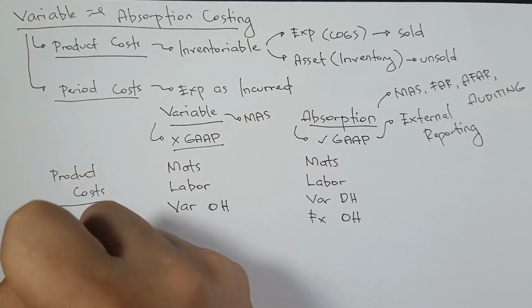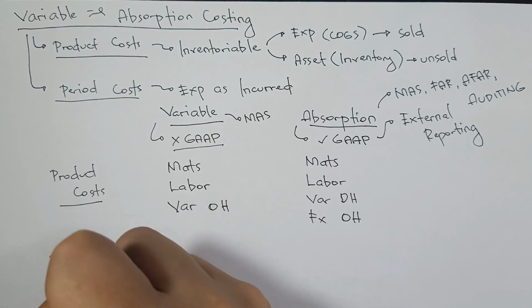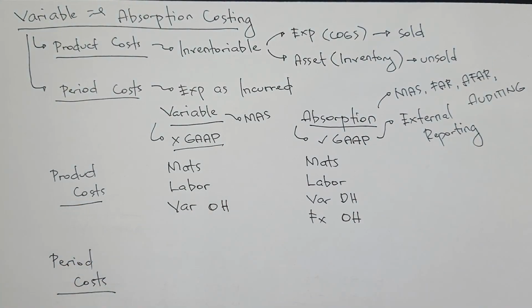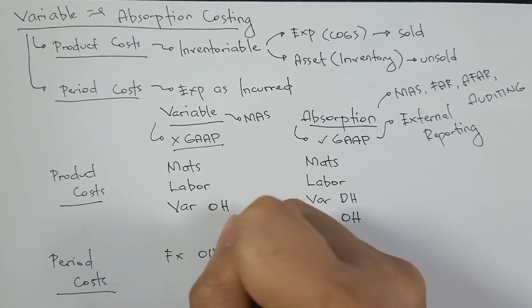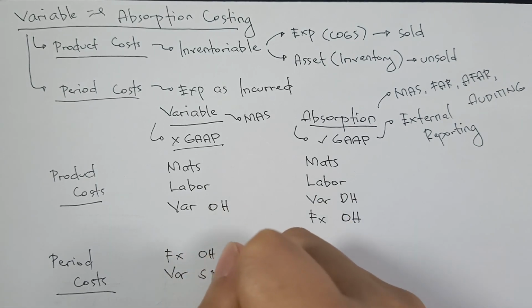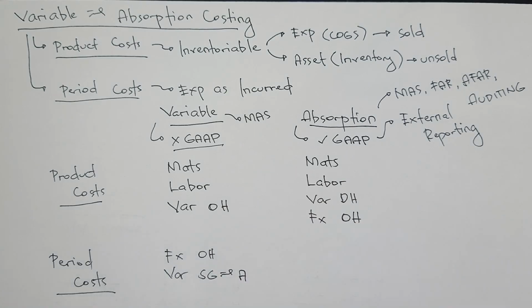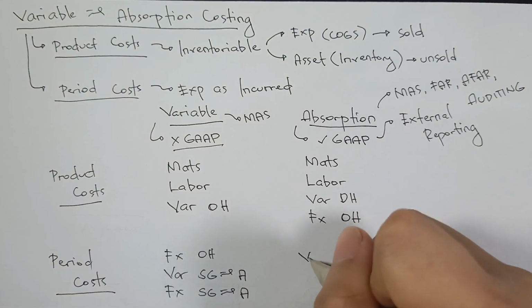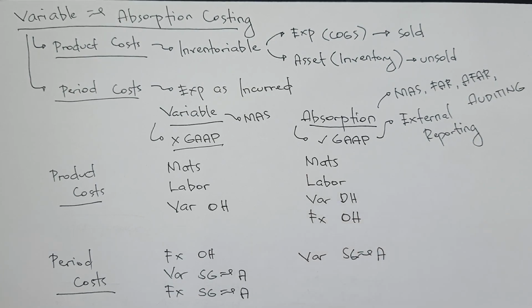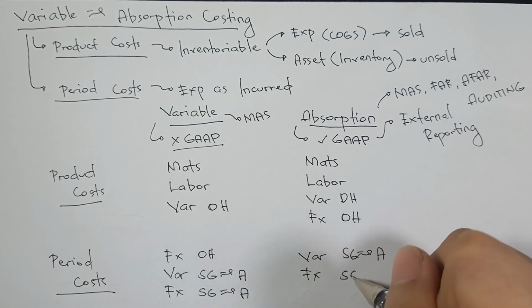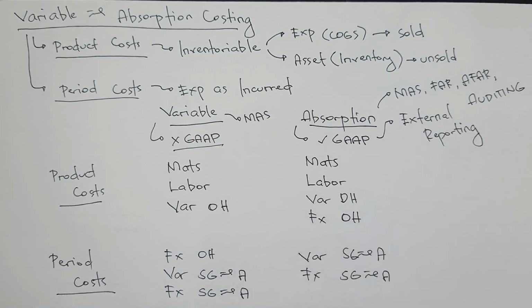Right? Next, punta tayo sa kanilang period cost. So under variable costing, tatlo ang period cost natin, namely fixed factory overhead, variable selling, general, and administrative expenses. Then last will be the fixed selling, general, and administrative expenses. On the other hand, under absorption costing, dalawa lang yan. Those are the variable selling, general, and administrative expenses. Then last will be the fixed selling, general, and administrative expenses.